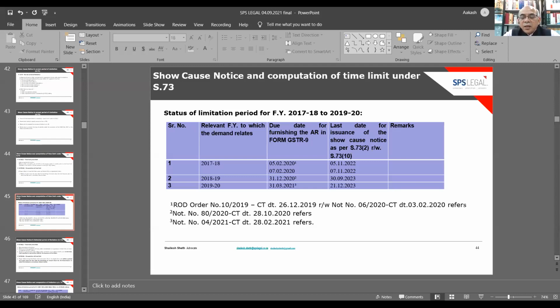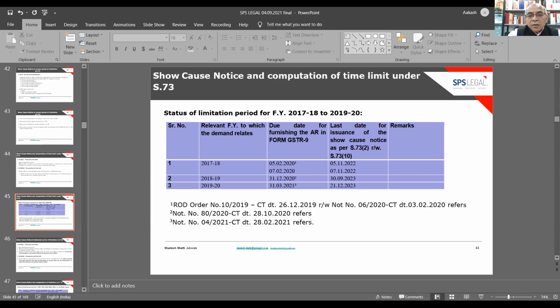For 18-19, he has got time up to September 30. For raising the demand for 19-20, he has got a time limit up to 21-12-2023. Sorry, it should be 31-12. I'm sorry, there is a typographical error. And this is because the time limit is required to be computed from the due date of furnishing the return.